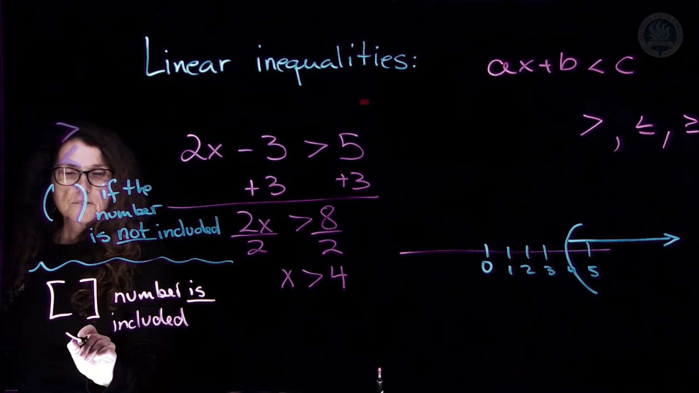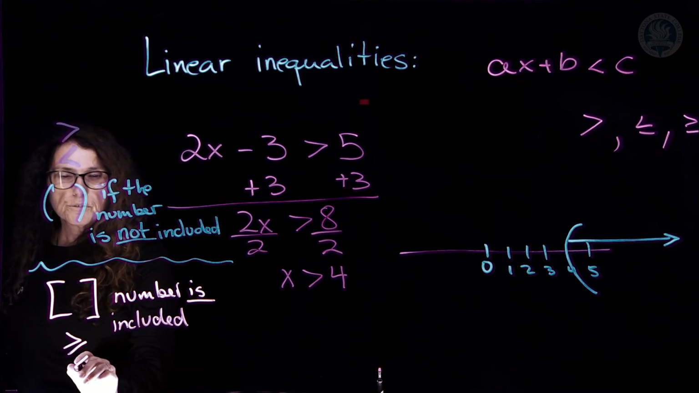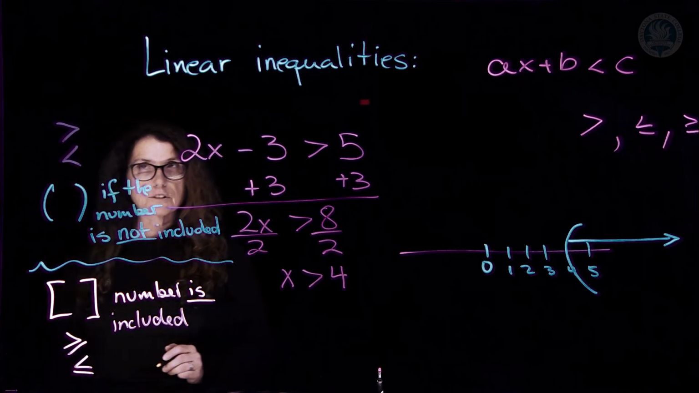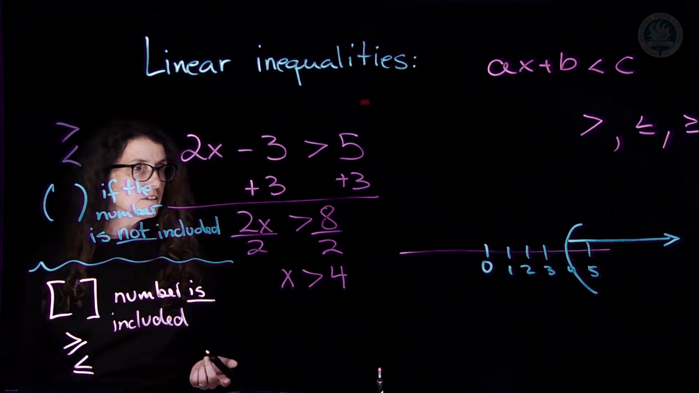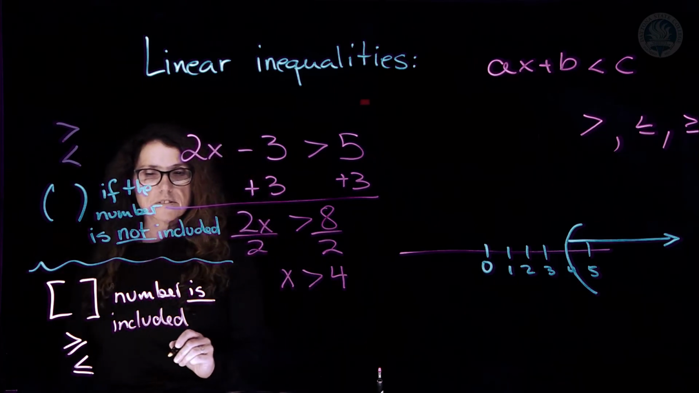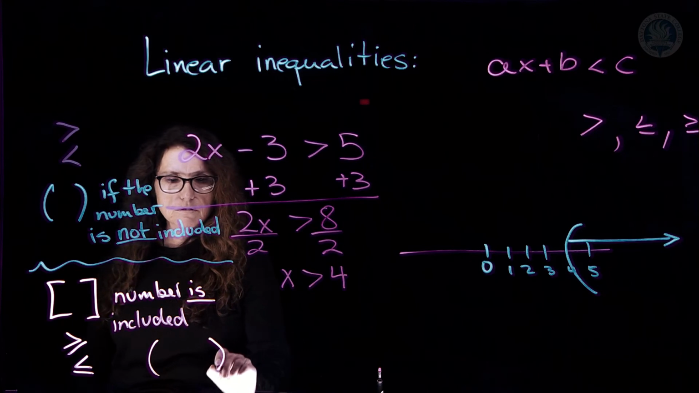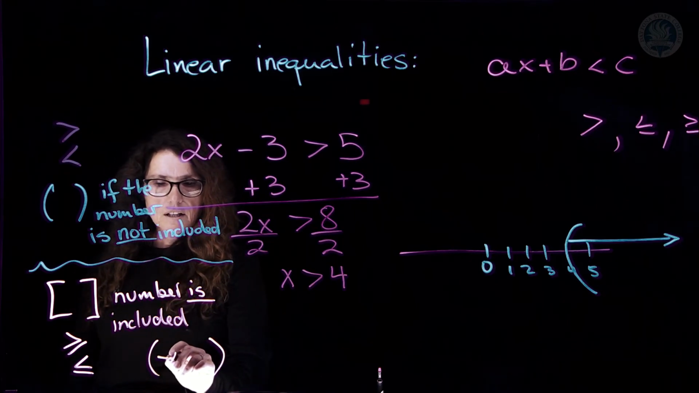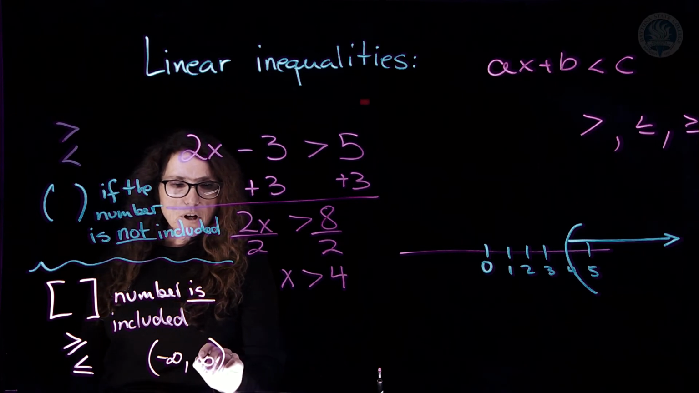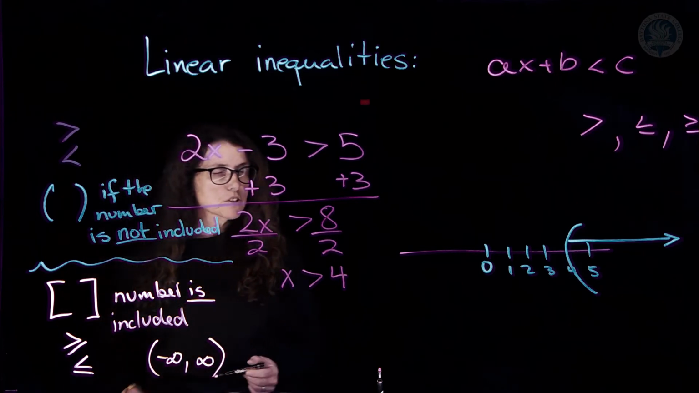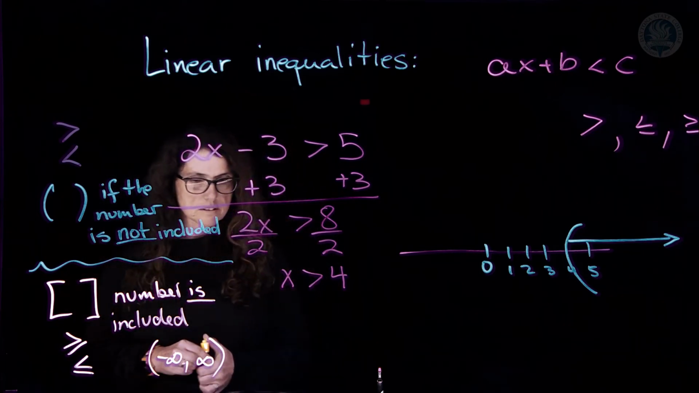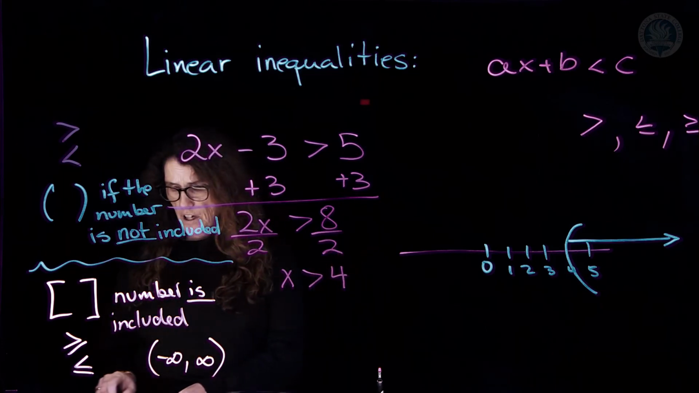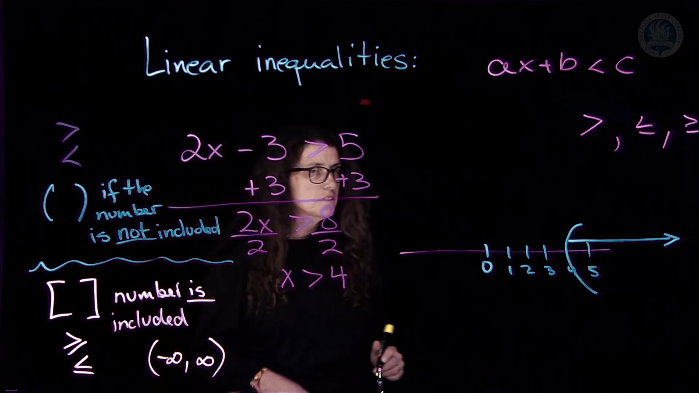So we use this when we have greater than or equal to or less than or equal to. Now one other instance where we need parentheses is if our solution goes to infinity on either side. Negative infinity, positive infinity always calls for parentheses. We're not done with our solution set here.